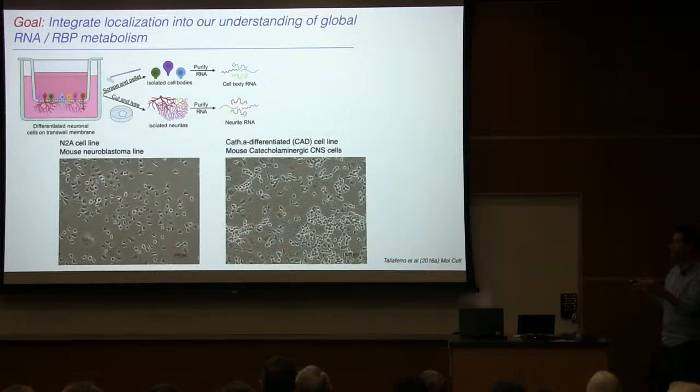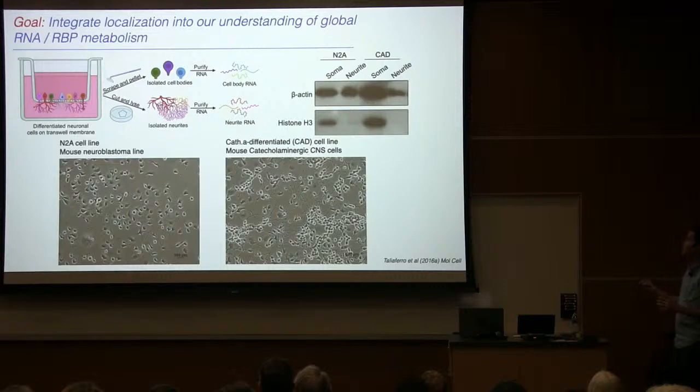And the pores in these membranes are big enough such that the projections or neurites of these cells grow down through to the bottom, but they're small enough such that the cell bodies stay on the top. And so after growing these cells on this membrane, what we can do is just scrape the top of the membrane, and that separates the cell bodies from the neurites. We can isolate RNA from both of those fractions and sequence it. And then we know which RNAs are in the cell body fraction, which RNAs are in the neurite fraction.